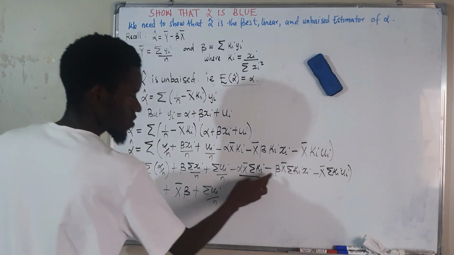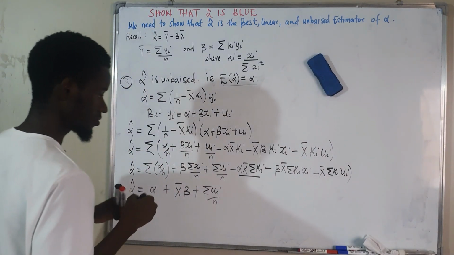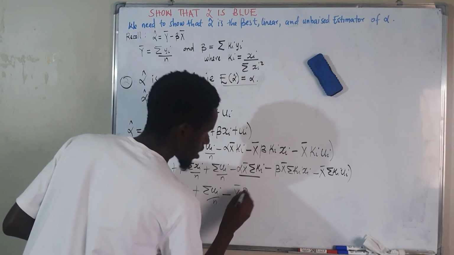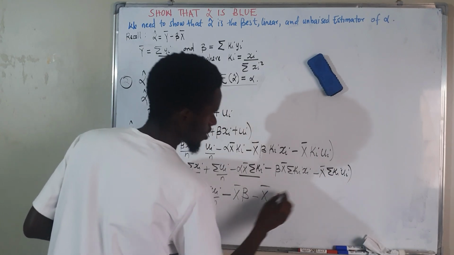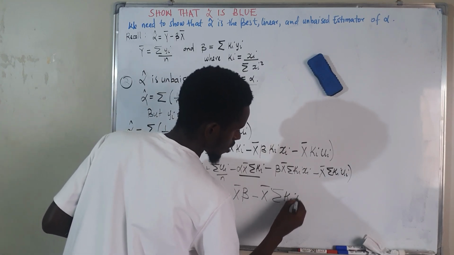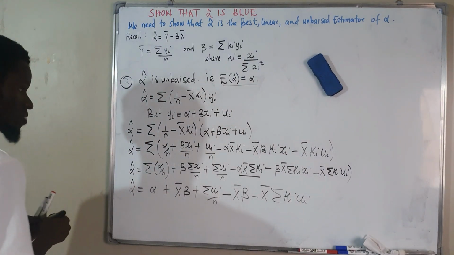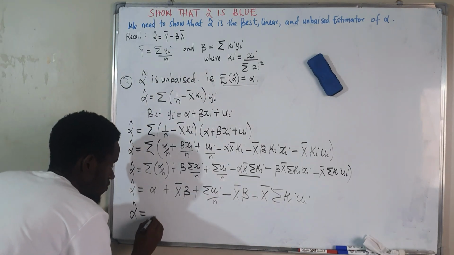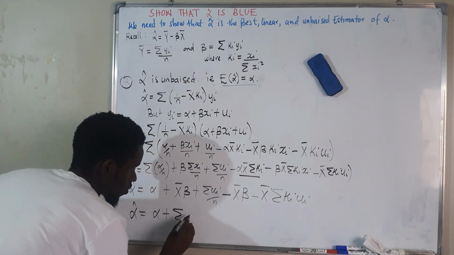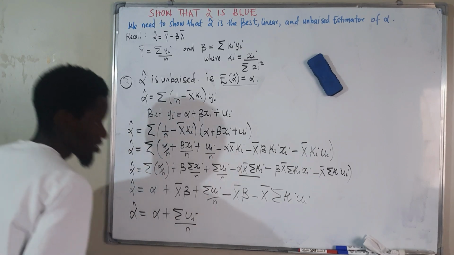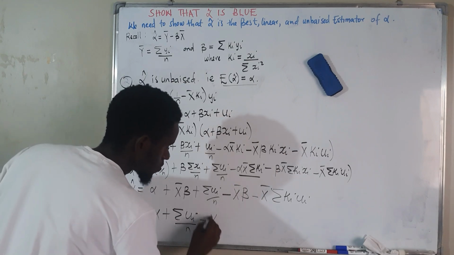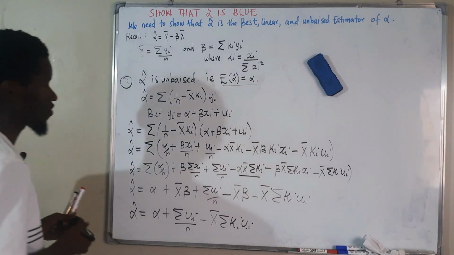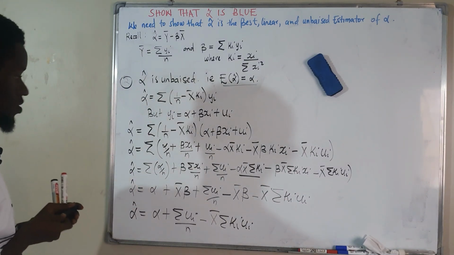Then I will say that this is 0, then this is going to be minus x bar times beta, and then minus x bar here, summation of k_i u_i. Now for that step, we are saying that this x bar and this x bar cancel. Therefore, my alpha hat is going to be the same as alpha plus summation of u_i over n, yes, now minus x bar summation of k_i u_i. From that step, I think we can conclude and find the expected value now.